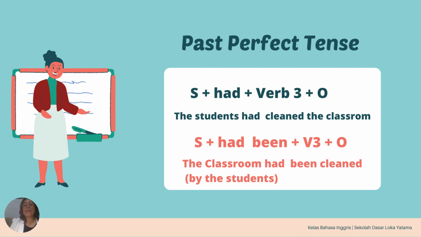Okay. What about the past perfect tense? Subject plus had plus verb 3 plus object as the active pattern. For example, the students had cleaned the classroom. But for the passive ones, subject plus had been plus verb 3 plus object. So we have the same kind of verb here, both in active and in passive. The example becomes the classroom had been cleaned by the students. Okay, all five of the tenses are examples of how to change the active into the passive.